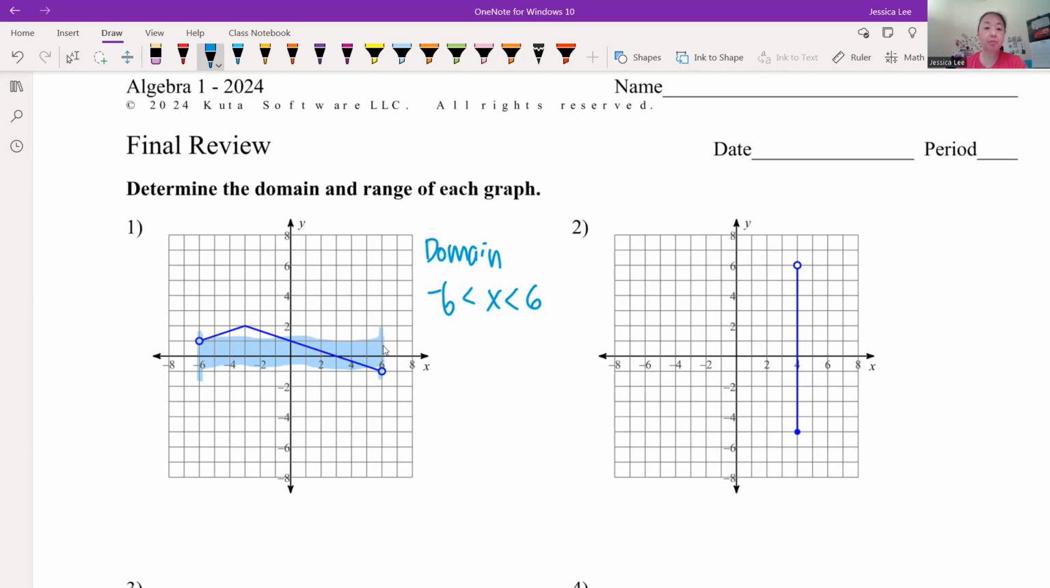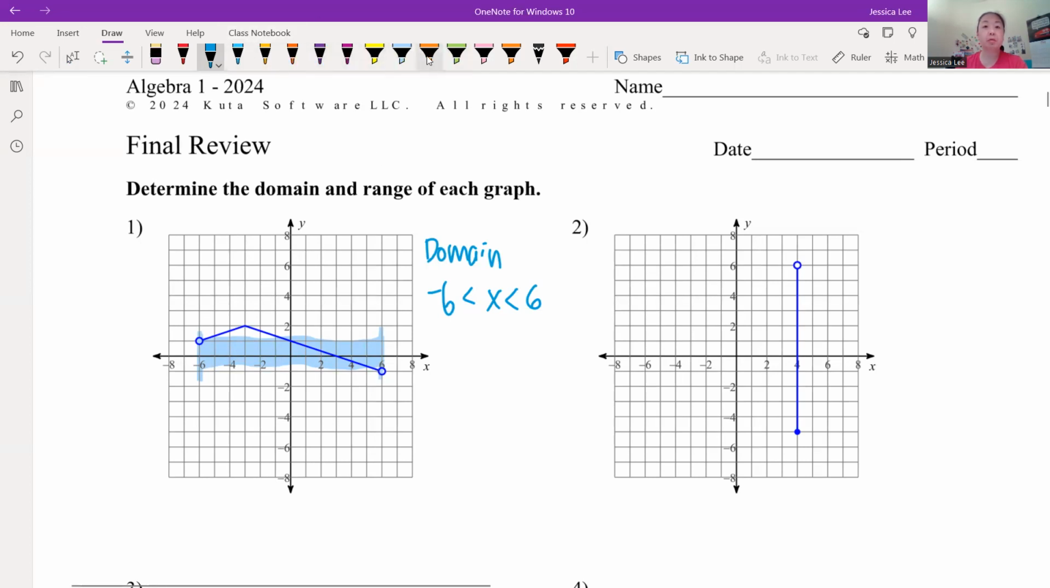We're not going to put equal to because they have an open circle on both sides. So it can't equal -6, but it can be anything in between -6 to +6. It could be 0, it could be 1, 1.5, anything like that, all the way up until 6.